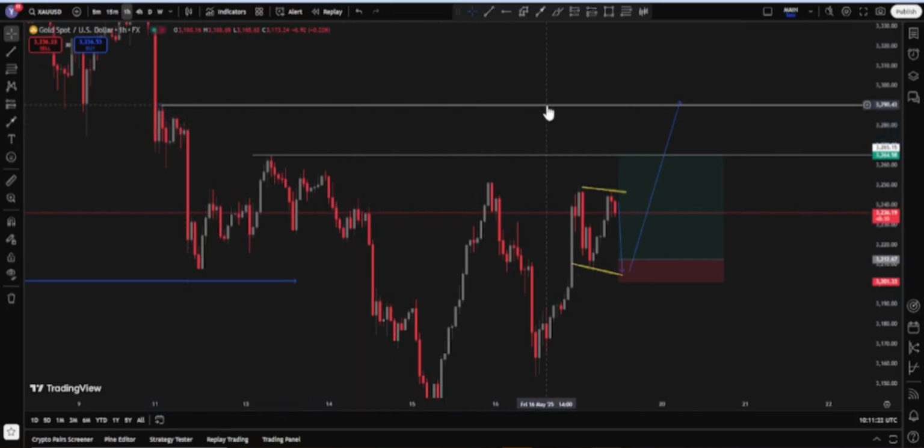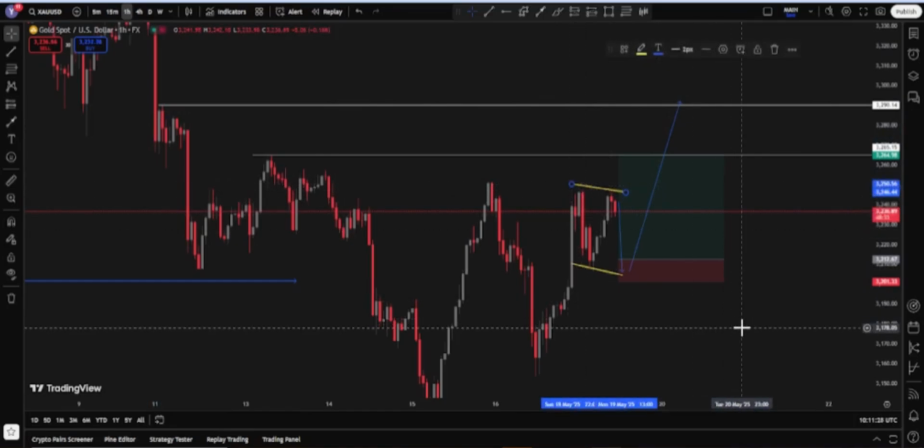So that's all for this Monday. This is what I'm looking for on these currencies on my forecast.